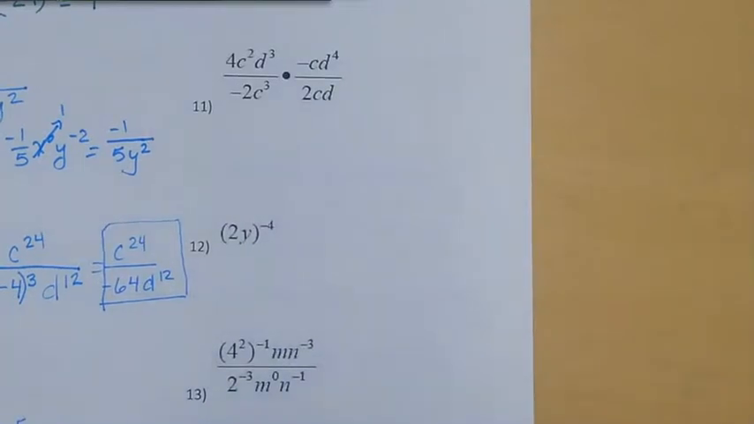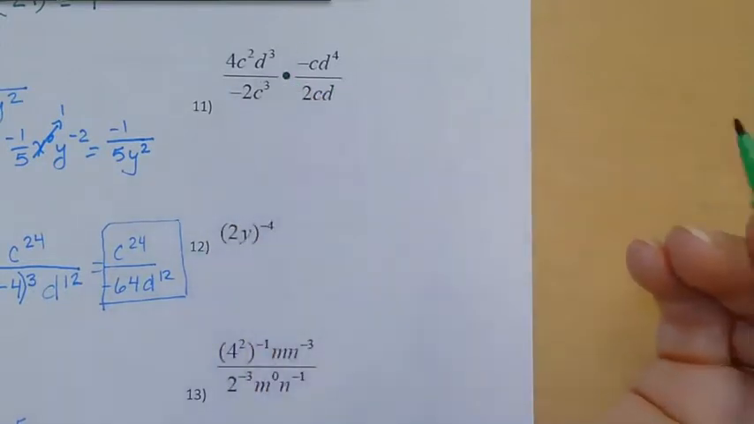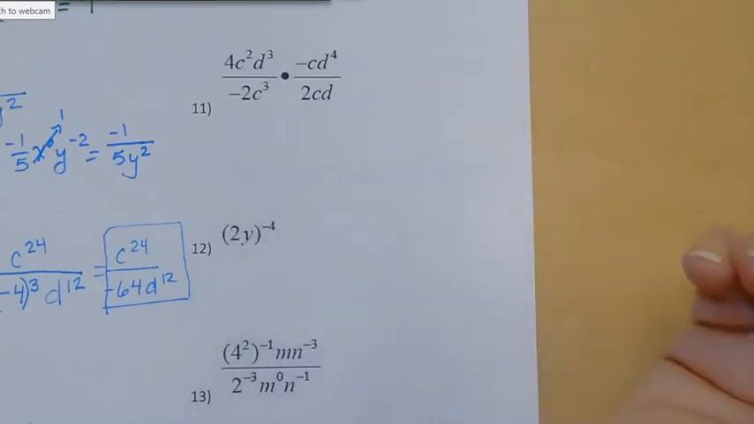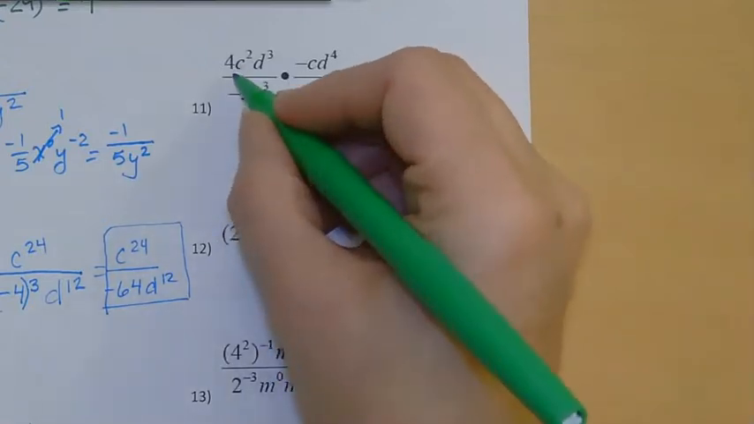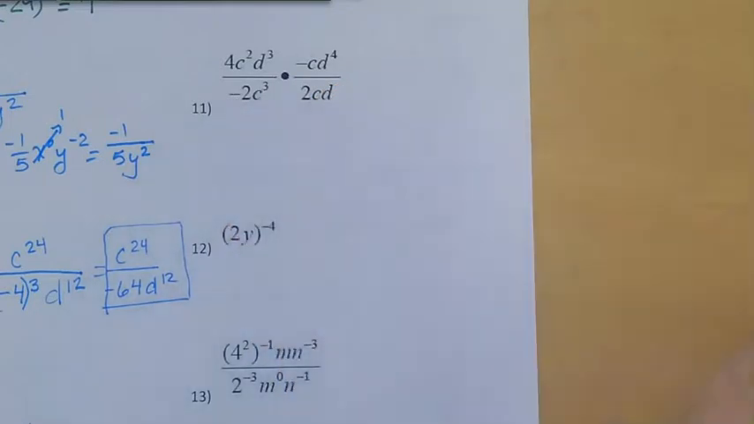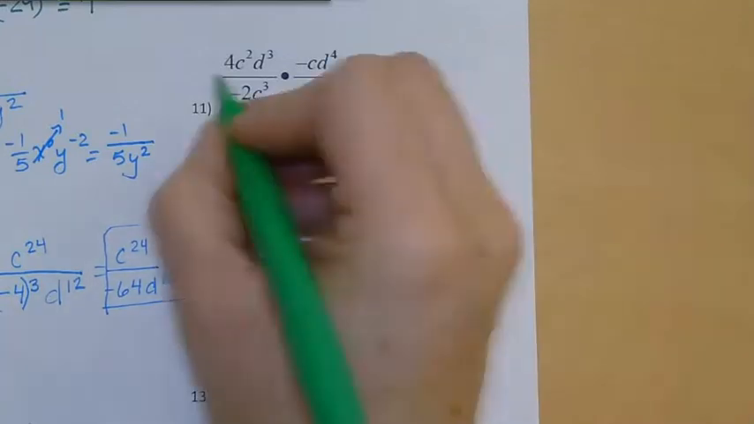So to work through this problem, I don't have any groupings, and I don't have any outer exponents to deal with. So I can multiply all of my numbers together, or I can start simplifying my exponents. I'm going to start by simplifying my exponents. I will do this problem more than once. I have 4c squared d cubed all over negative 2c cubed. Actually, maybe I'll write this all out on one fraction bar first.